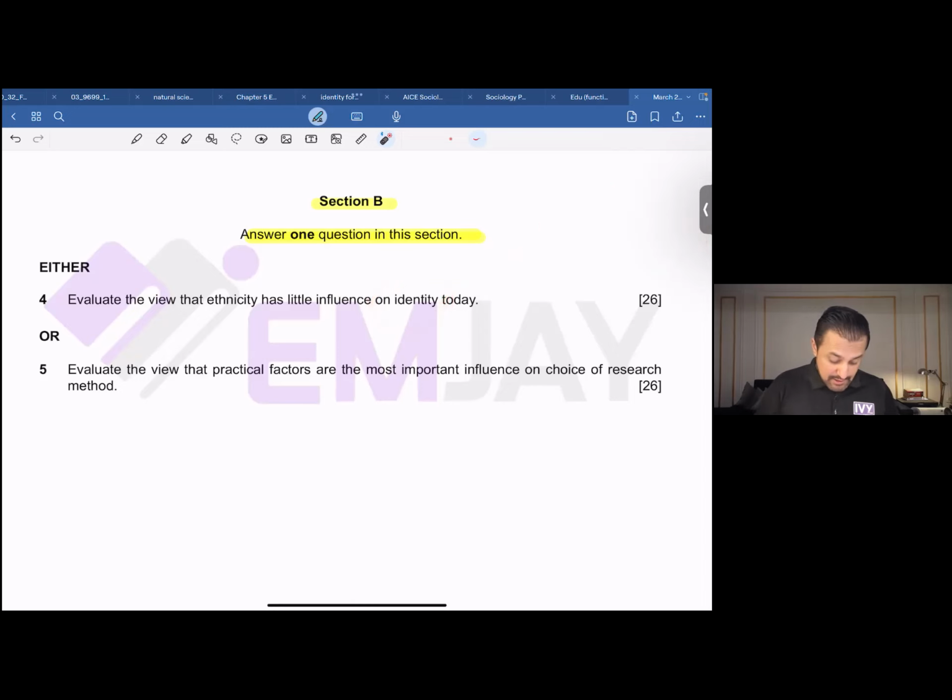So identity being there. Number two, evaluate the view that practical factors are the most important influence on choice of research method. This question number five is typically on research methods. So again, it depends on your preparation. There's a possibility that you prepared yourself or you learned a single answer from research methods, and that happened to be a part of your examination. Probably your mother prayed a lot and it was a lucky day for you. I mean, this is always a possibility. It again depends on the topic you prepared yourself for.